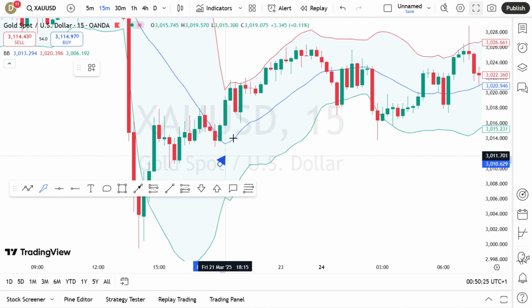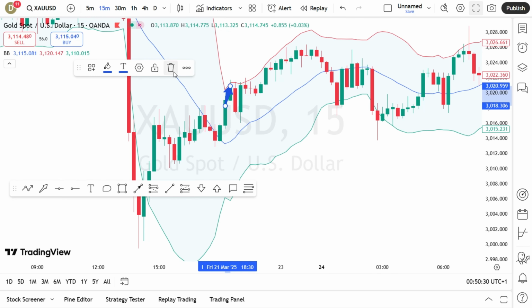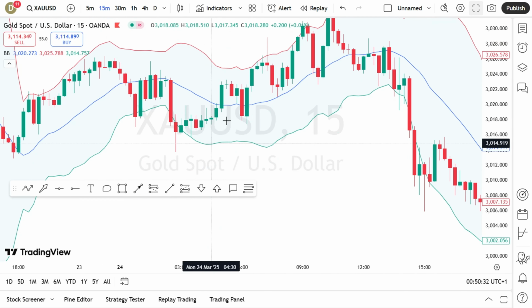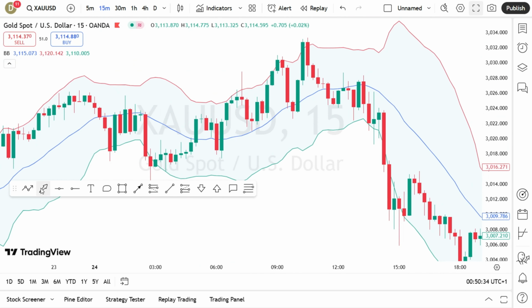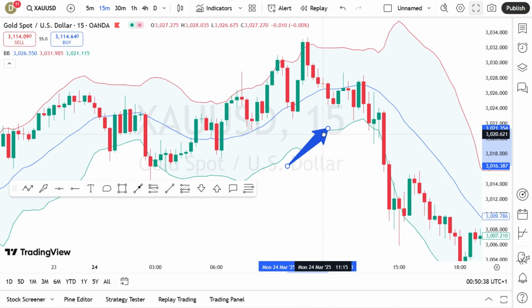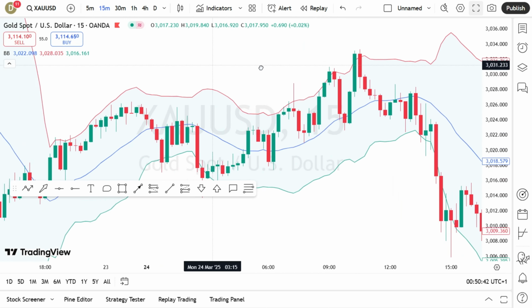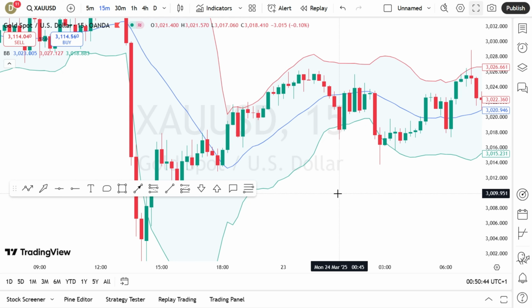When you are buying, your TP1 will be the middle band, your full TP will be the upper band. The same way, when you are selling, your TP1 will be the middle band and your full TP will be the lower band. Alright? Good. So this is how you are going to set your TP1 and your full TP.